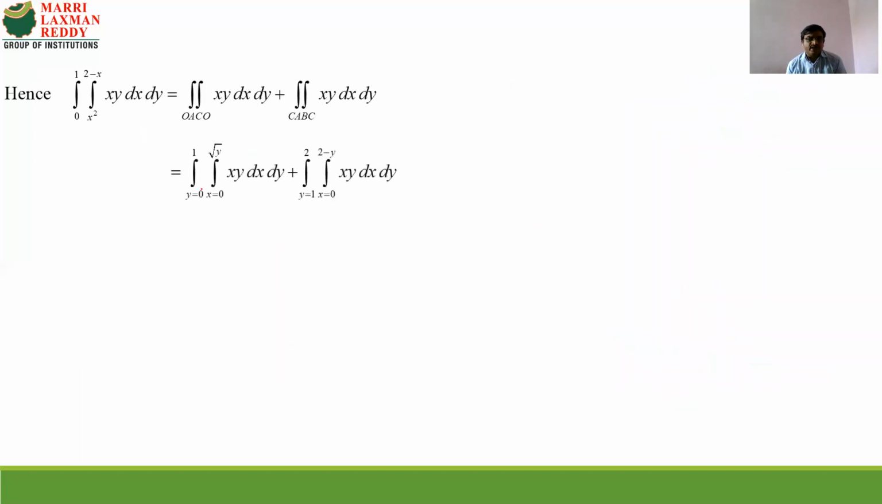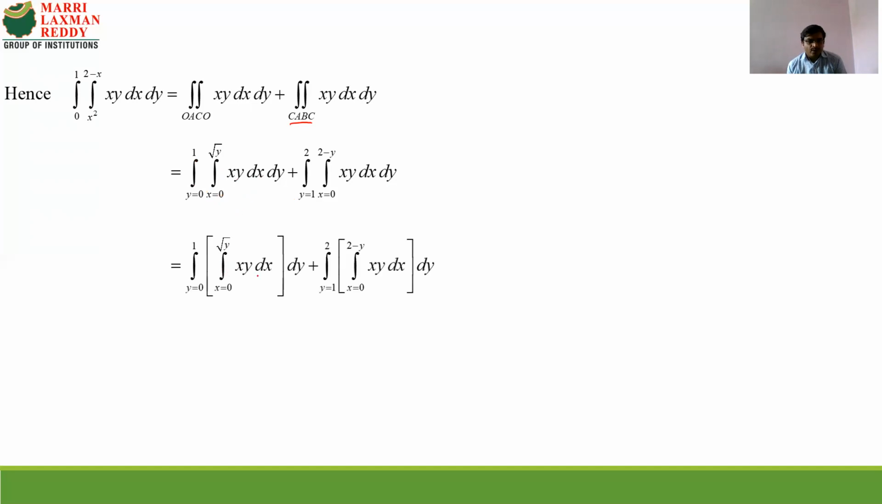The first region limits are y from 0 to 1, and x from 0 to root y. And in the second region CABC, y varies from 1 to 2 and x varies from 0 to 2 minus y. The function is xy dx dy. Now we have to evaluate these two double integrals. Since the x limits are in terms of y and the y limits are constants, we first have to integrate with respect to x.